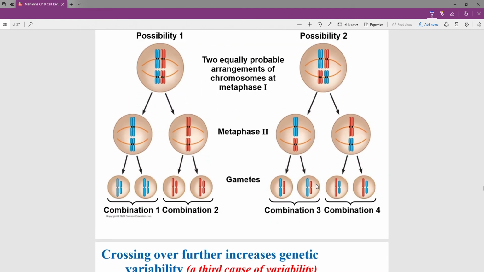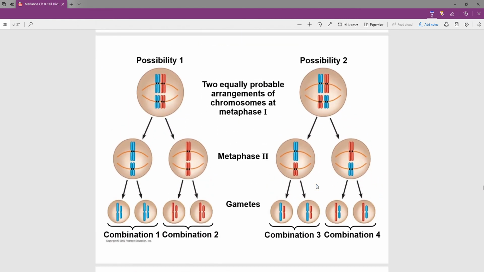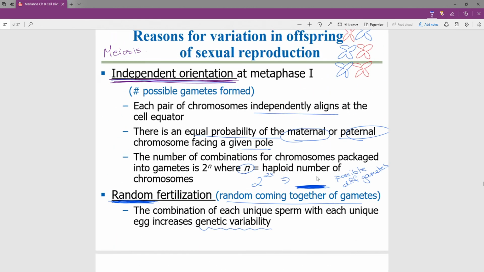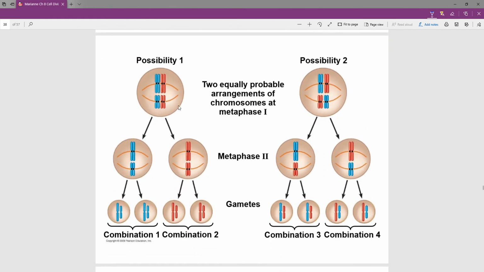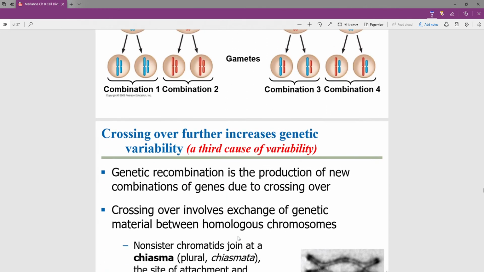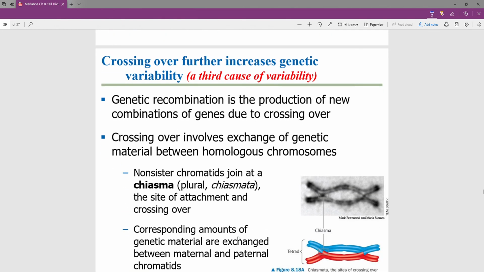So this is illustrating it, the different combinations, this idea of independent orientation, how things line up. And you can see the different combinations here. Crossing over further increases genetic variability. So it's another cause of variability. Crossing over was listed up in our explanation of meiosis. So when we have homologous chromosomes or tetrads, they basically can get tangled up.